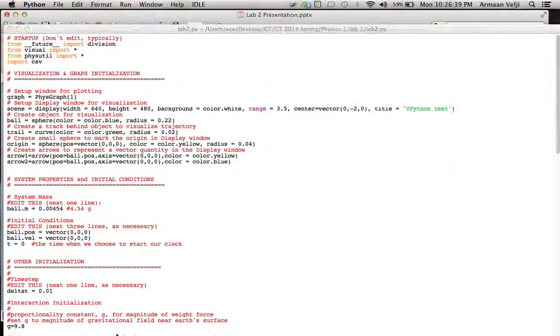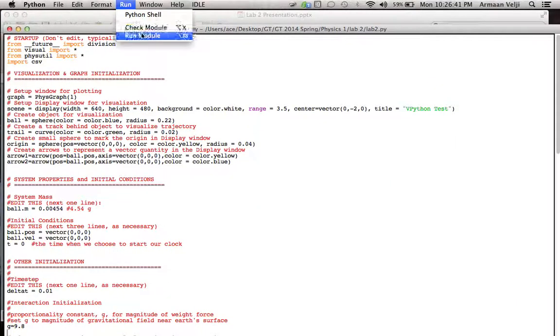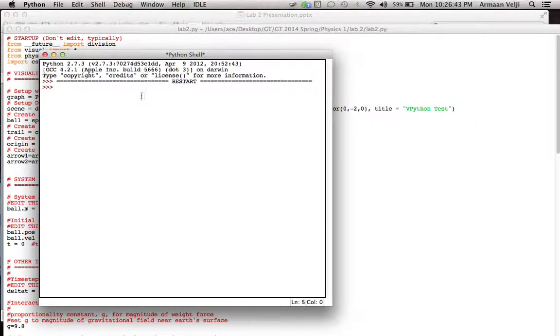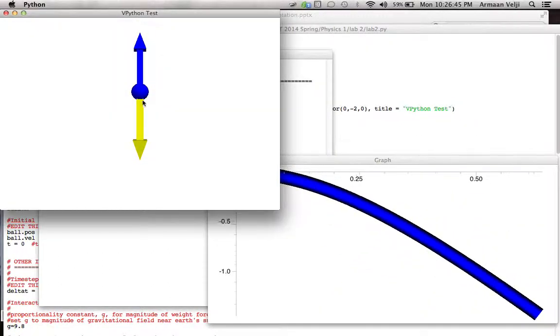Now we'll run the code. As you can see, the yellow represents the weight force and the blue represents the drag force. The drag force increased over time while the yellow weight force remained the same.